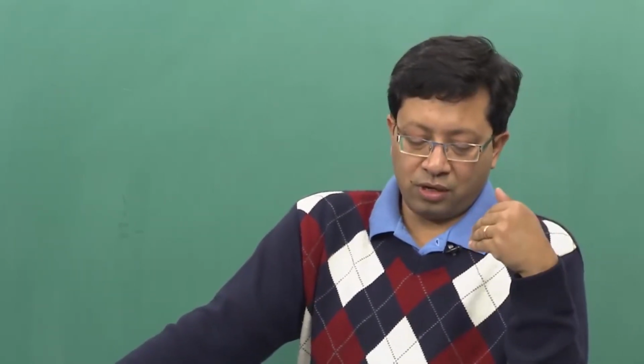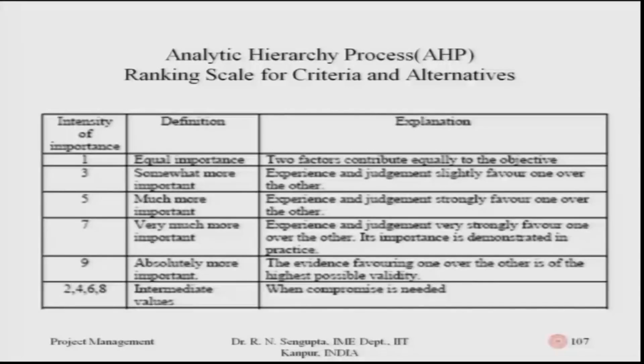So, similarly, 3 means somewhat more importance, experience and judgment slightly favor one over the other. Similarly, as I continue, it is 5, 7, 9, which technically means much more important, very much more important, absolutely essential. The explanations are: experience and judgment strongly favor one, which is for a point of 5. For 7, experience and judgment very strongly favor, while for 9 it is the evidence favoring one over the other of the highest possible validity or level.